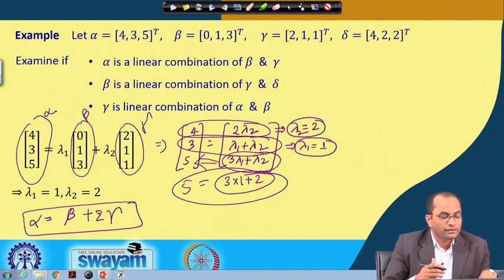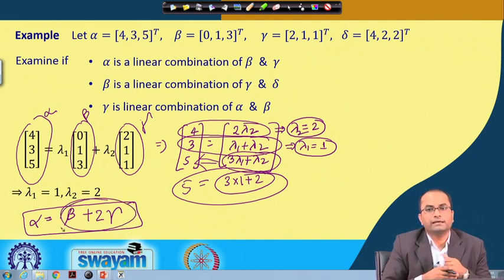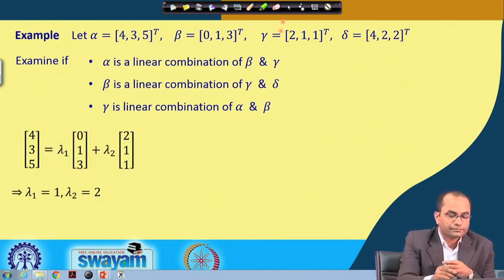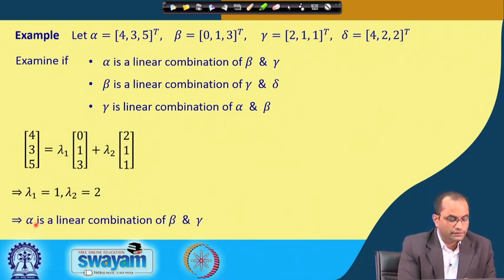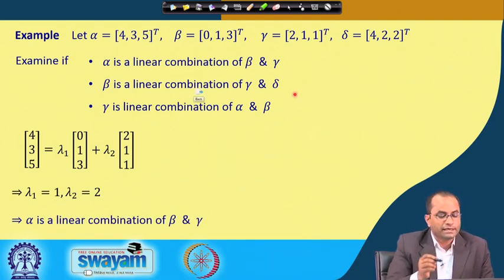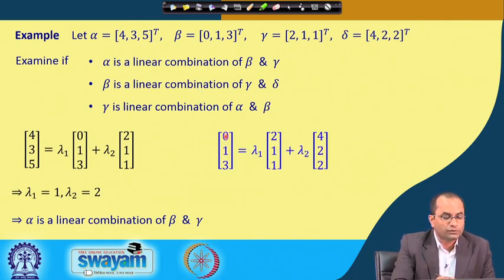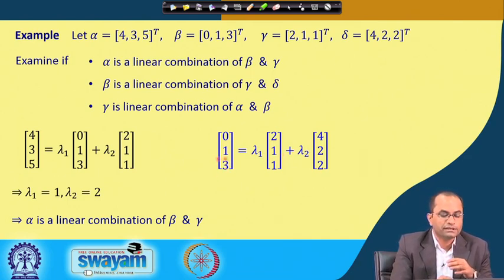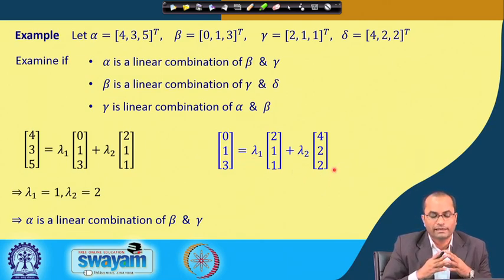So, naturally, alpha is a linear combination of beta and gamma, which we have seen in this example. Now, we will check for the second one, whether beta is a linear combination of gamma and delta. So, what is beta? 0 1 3, this is the vector beta, and then lambda 1 times 2 1 1 and lambda 2 times 4 2 2. So, we want to check whether such lambdas exist, so that we can write beta as a linear combination of gamma and delta.